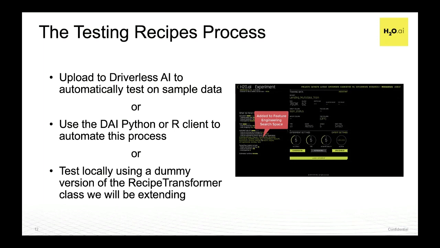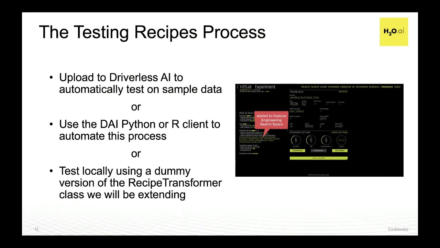If you have a recipe you're adding a lot of pieces to over time, you might want to use the Driverless AI Python or R client to automate the process. There's an example in the repository of how to do this for a transformer. Basically, it connects to Driverless AI, uploads your transformer and returns back any error messages, and then runs a sample experiment and shows you that the transformer was used. So if you're doing a lot of testing and don't want to click through the UI lots of times, that might be a good way to go.